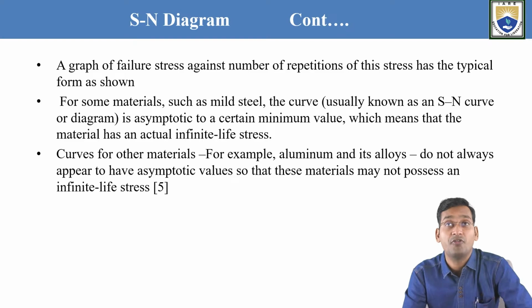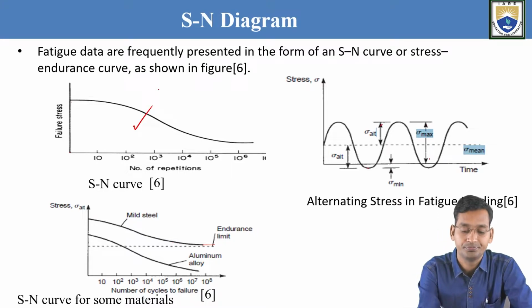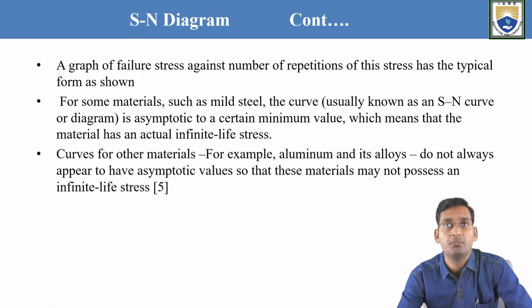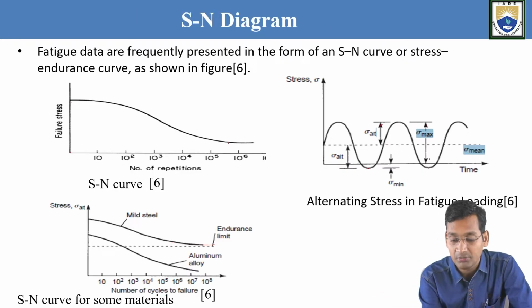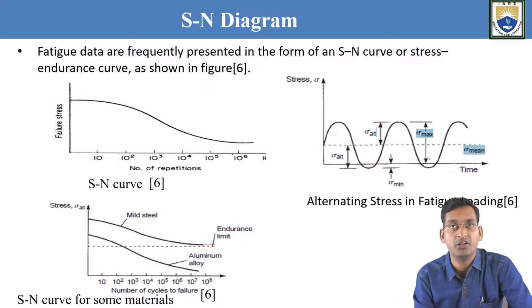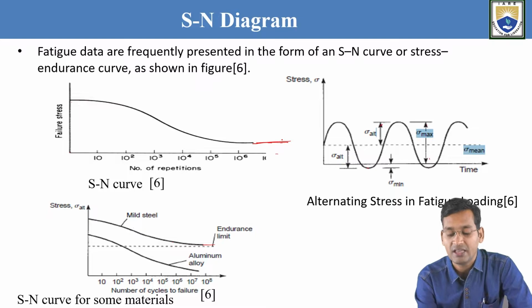So now, a graph of failure stress against the number of repetitions of this stress has a typical form as shown, right? Just now we discussed this one. Next, for some materials such as mild steel, the curve, usually known as the SN curve or diagram, is asymptotic. Just now I explained here, that it becomes almost straight. So what does asymptotic mean? It's parallel to that particular axis. If this curve is parallel to the x-axis, it means it will meet at infinity or never meet, then we can say this curve is asymptotic to the x-axis.